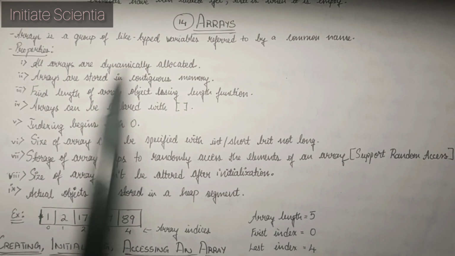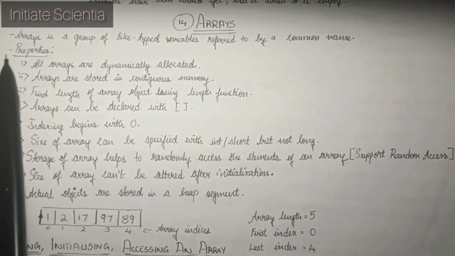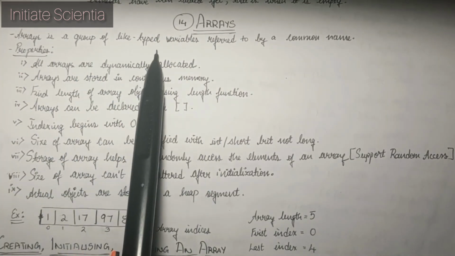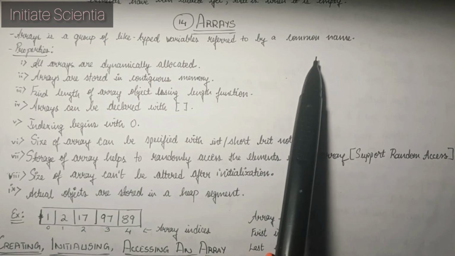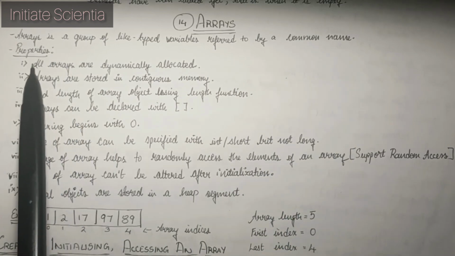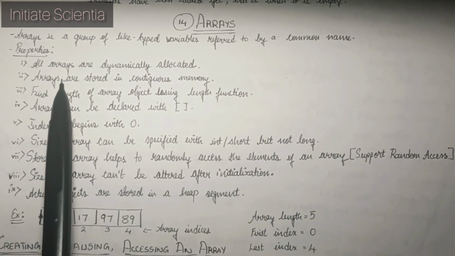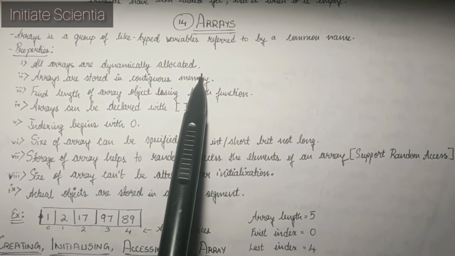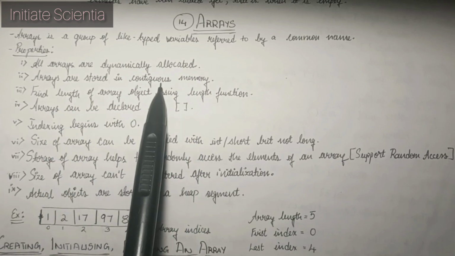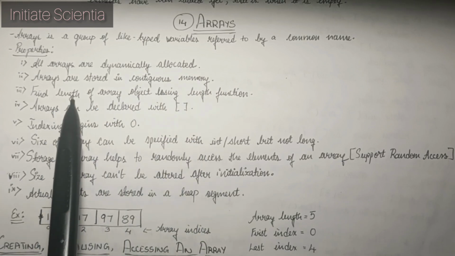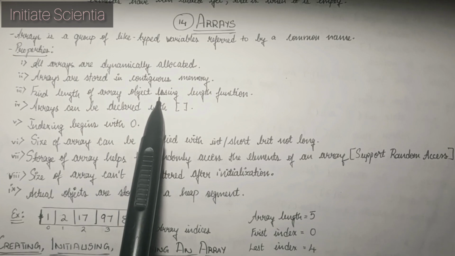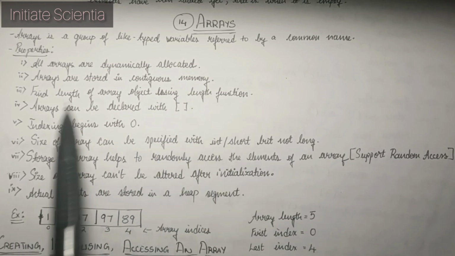Hi everyone, in today's video let's discuss arrays. An array is a group of like-type variables referred to by a common name. It has the following properties. All arrays are dynamically allocated. Arrays are stored in contiguous memory. Find the length of array objects using the length property.